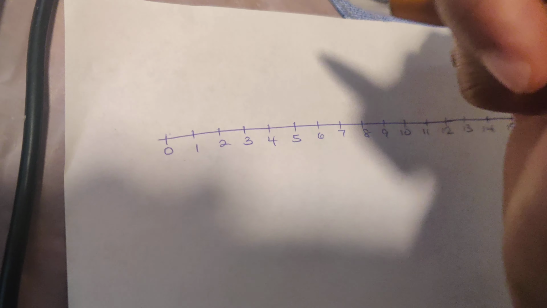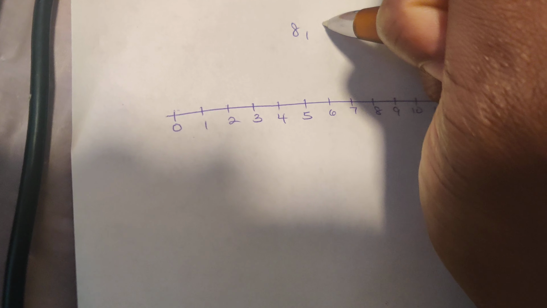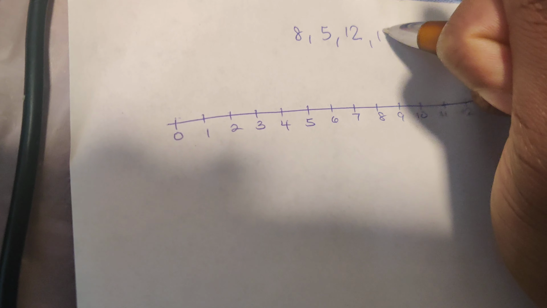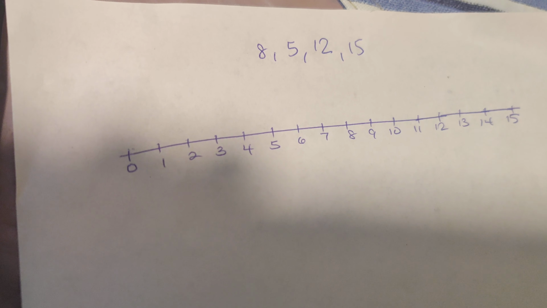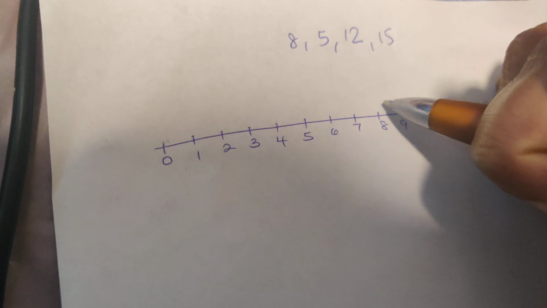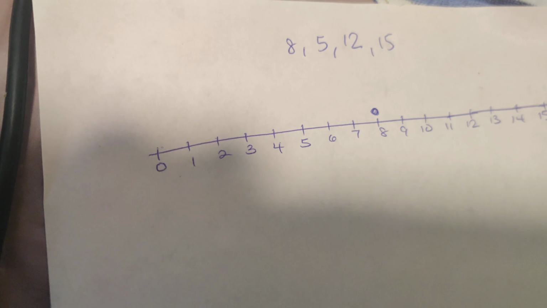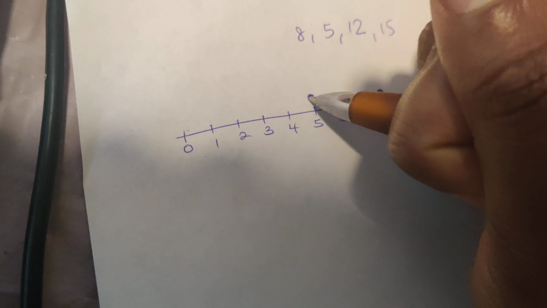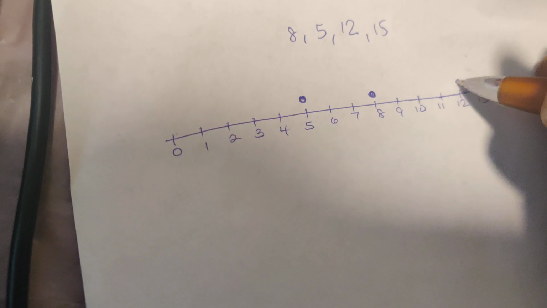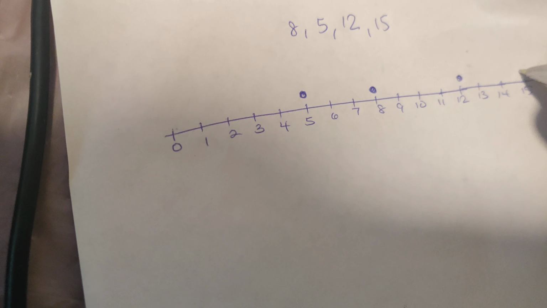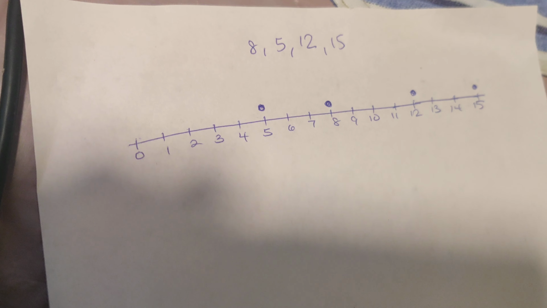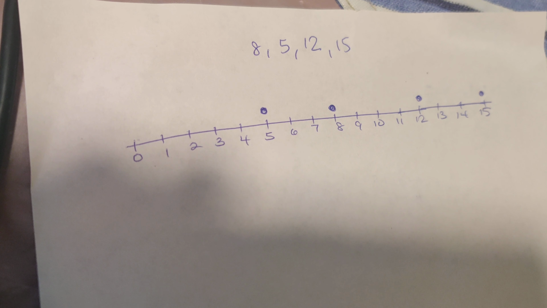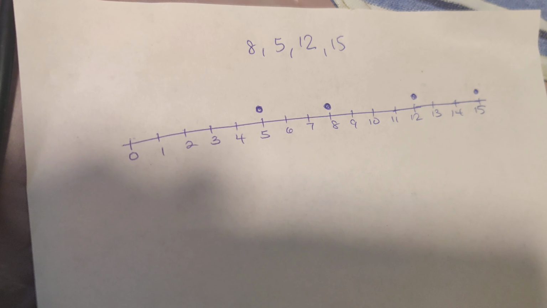So our numbers are 8, 5, 12, and 15. So our first point, I'm going to put at 8. Our second point at 5, then 12, and lastly 15. Now, just looking at this visually, where would the middle of this be? Where would be our center, our central tendency?